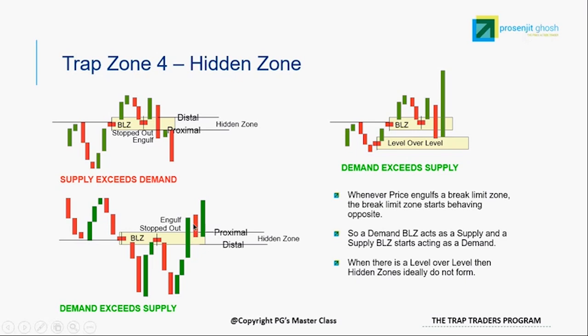Okay, but one thing you need to check: at the area where the hidden zone formed, if there is a small level below that, that means that is level over level, and you should keep your stop below that level. That is the only thing you need to do.